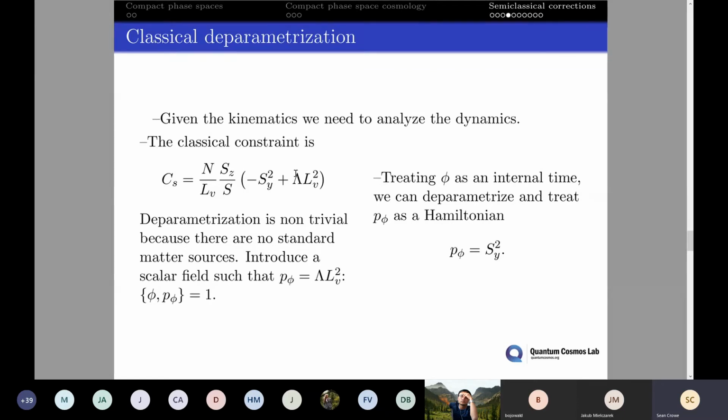Deparametrization is non-trivial because there are no standard matter sources. We don't have a scalar field really. So what we do is we play a trick. We introduce a scalar field such that its momentum is this constant λ L_V squared, such that this P_φ is canonically conjugate to the scalar field. And then we can use this scalar field φ as an internal time and use that to deparametrize. When you do that, the deparametrized Hamiltonian is given here. It's just S_y squared. So that's an easier thing to deal with.